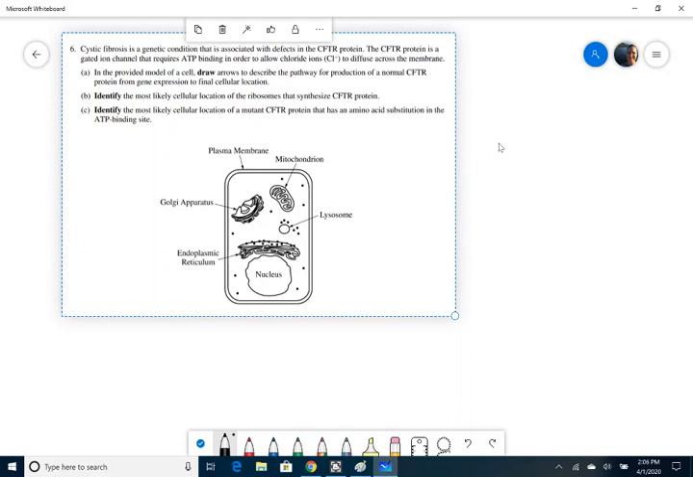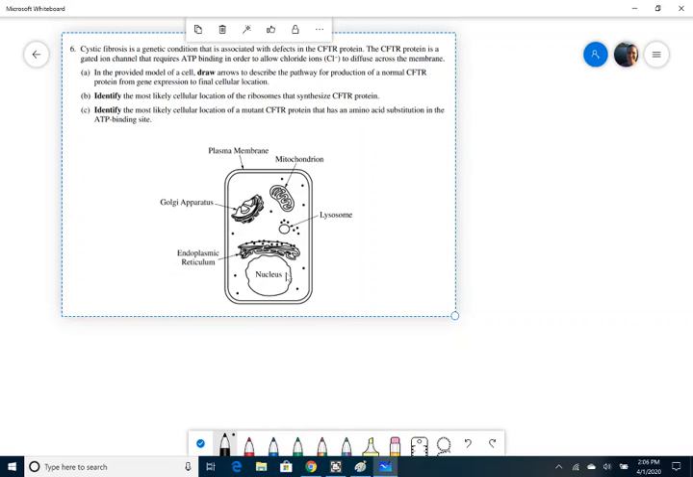Alrighty, so we're going to talk about question 6 from the 2018 exam. And it says cystic fibrosis is a genetic condition that is associated with defects in the CFTR protein. The CFTR protein is a gated ion channel that requires ATP binding in order to allow chloride ions to diffuse across the membrane. And so in part A, it says, in the provided model of the cell, draw arrows to describe the pathway for the production of normal CFTR protein from gene expression to final cellular location.